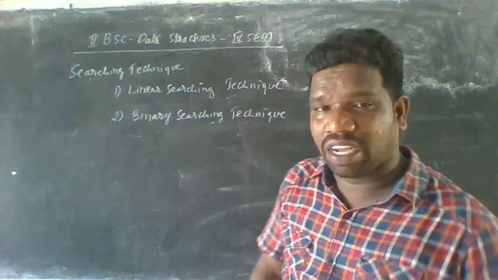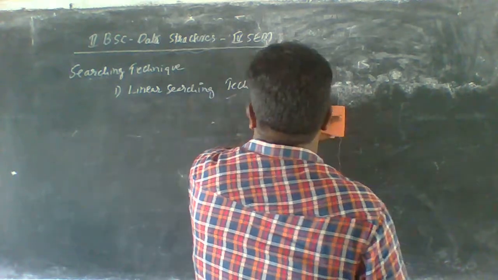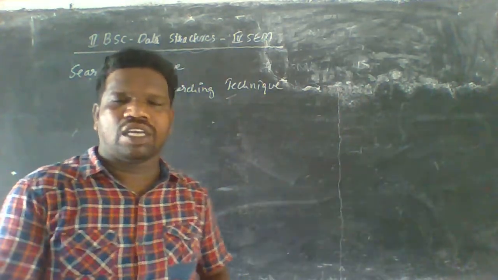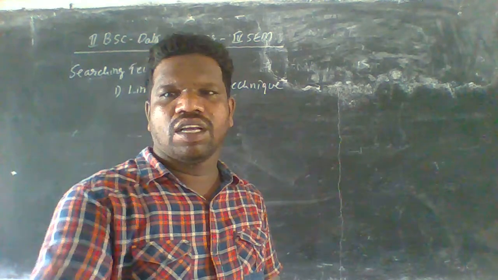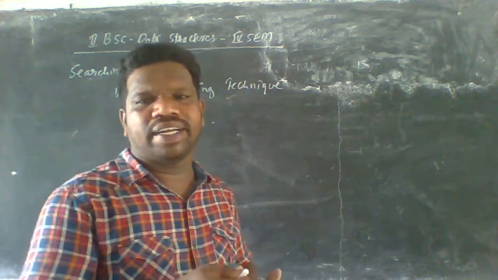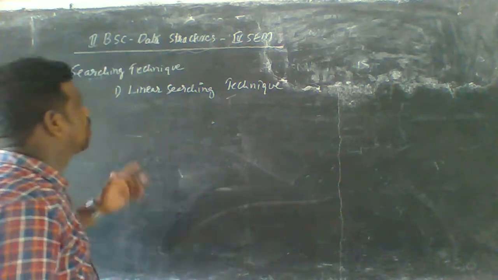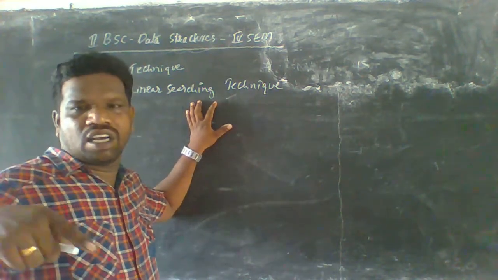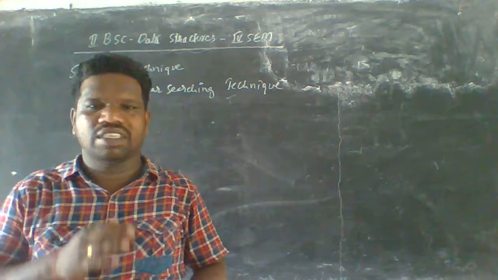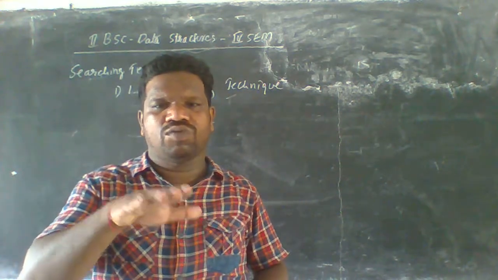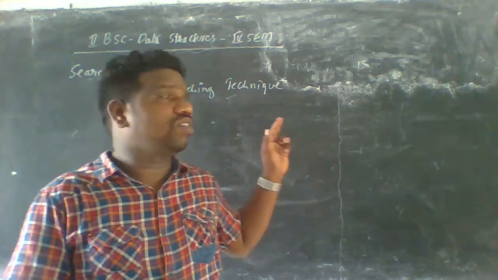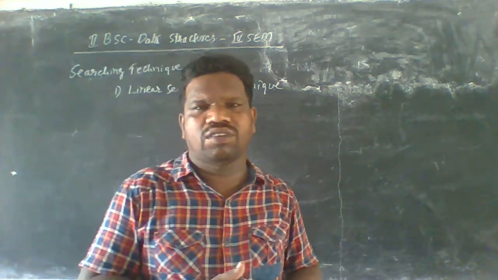Now I'm going to talk about the linear searching technique. If you want to prove this linear searching technique, you have to use some rules: the elements are in random order, whereas binary search is different. Linear search follows a systematic order, one, two, three, four, five, six, and so on.